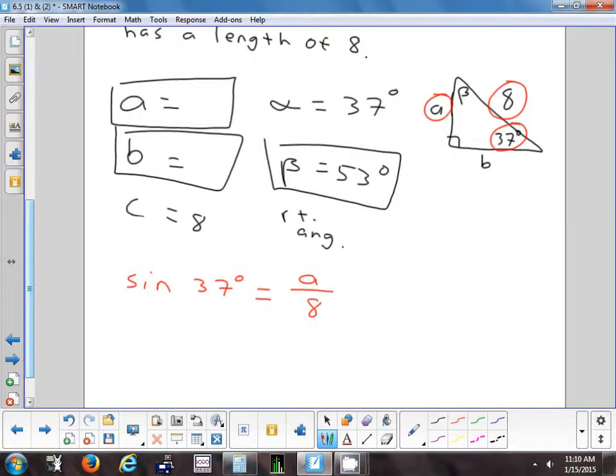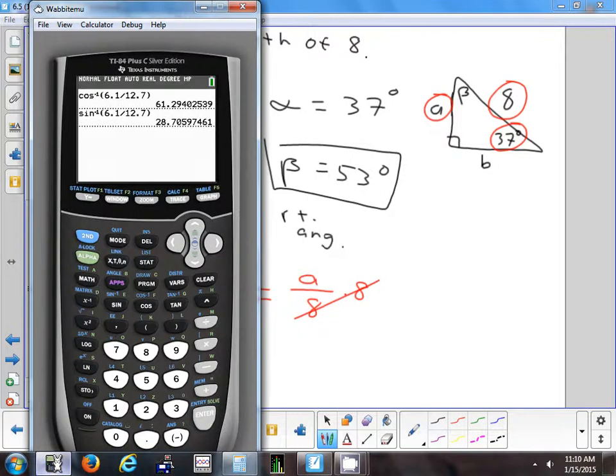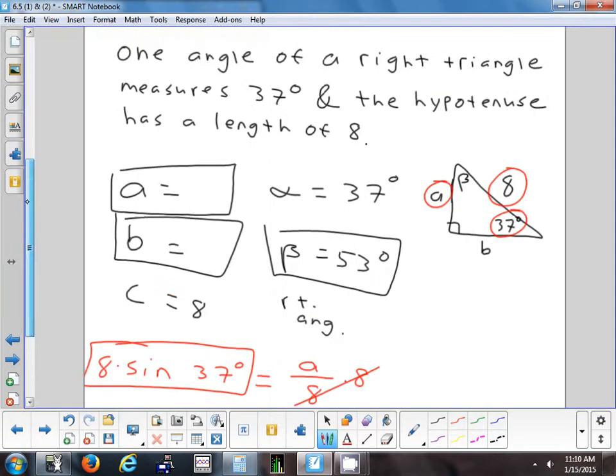Okay, now the last step is to get the variable by itself by moving 8 to the other side. So Casey, how would I do that? Multiply both sides by 8. Yeah, multiply both sides by 8. Okay, we need to type that in. Let's see what we got. 8 sine 37. Excuse me. Make sure you're in degrees. All the problems today will be in degrees for solving a triangle. Okay, so it's 4.815.